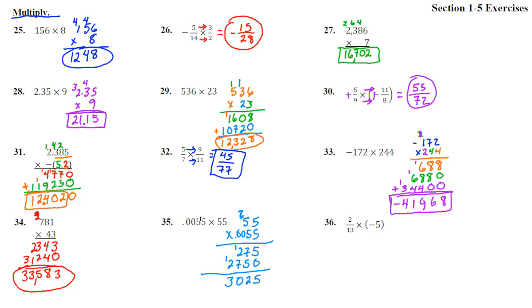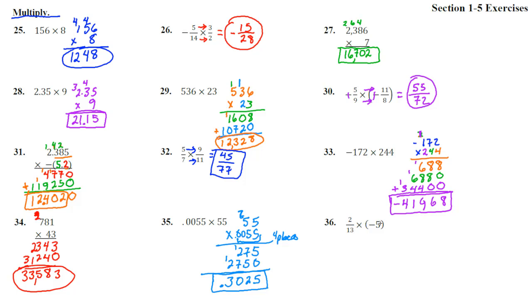3025. Now we've got to count up the appropriate number of decimals. It looks like we have 4 behind the decimal here. That's 4 places. And none here, so total of 4. 1, 2, 3, 4. Ooh, 0.3025. Fascinating.